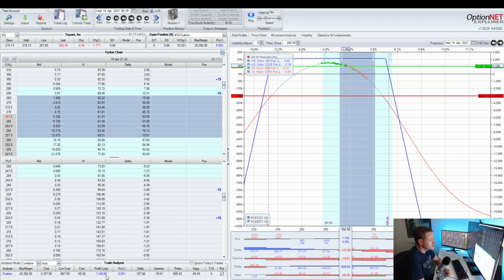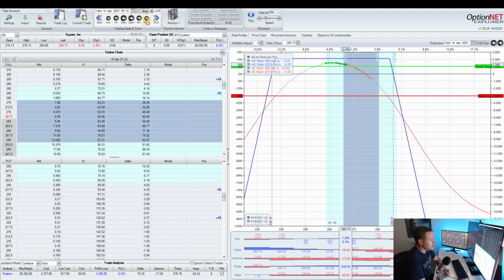Right now, the spread is trading for $1,140. So we've hit our profit target. So right now, we could be taking this trade off for our exact profit target. But let's just continue to advance the time a little bit here.